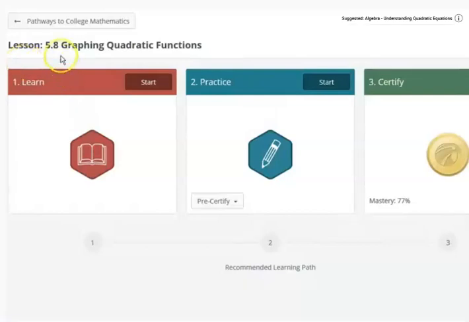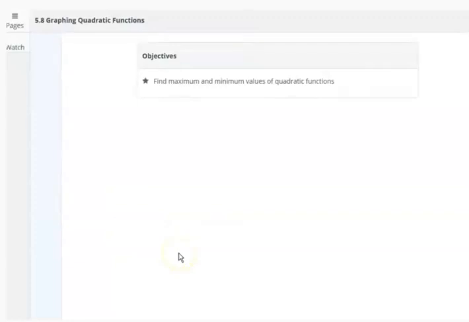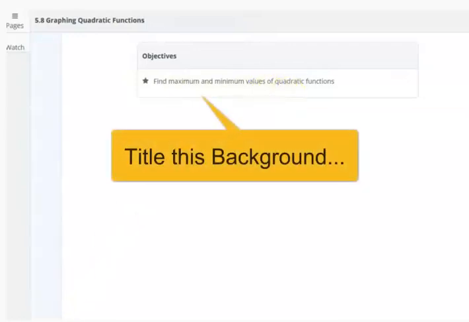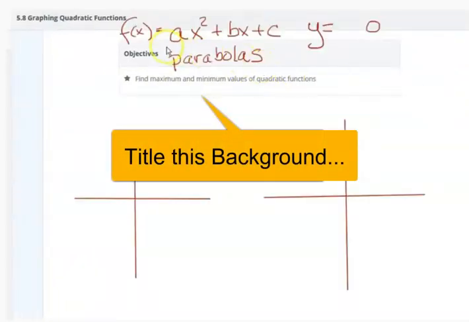As we start topic 8 of chapter 5, Graphing Quadratic Equations, we're going to give you a bit of background information. As we look at the objectives: find the maximum and minimum values of quadratic functions. This will be background now for this topic.